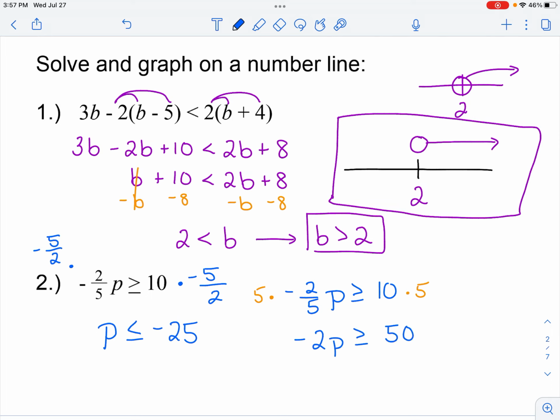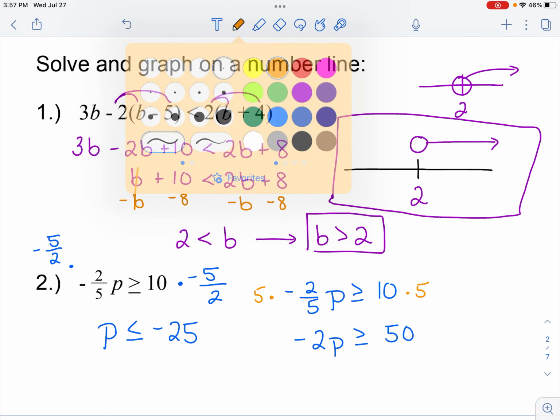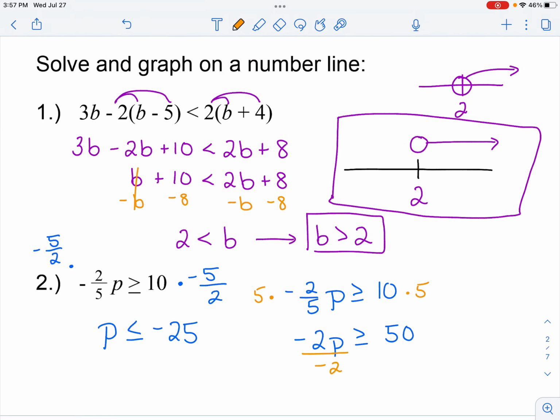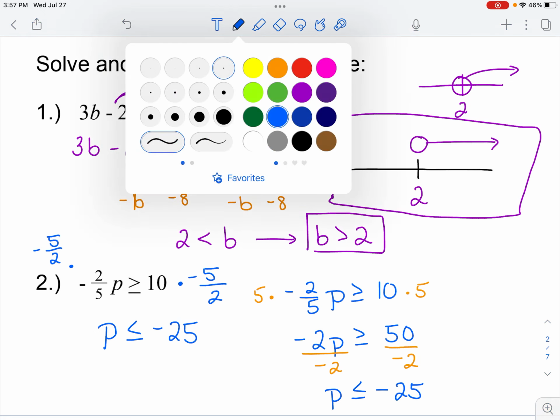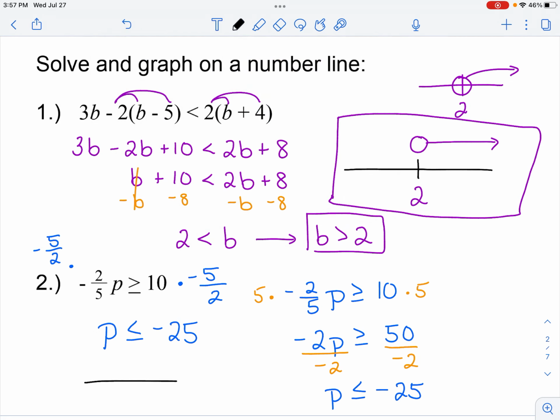I didn't turn the symbol around because I didn't multiply out the negative yet. Now my next step would be to divide out negative 2. That's when the symbol would flip around to be a less than or equal to, and I still get negative 25. So now how do I put this on a number line?